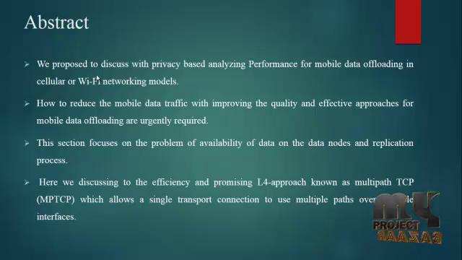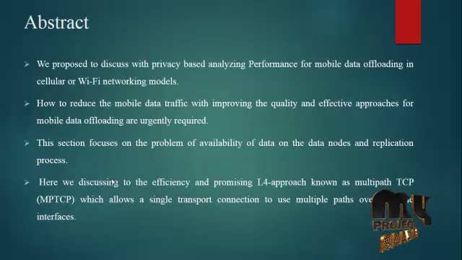First of all, we propose a privacy-based analysis of performance for mobile data offloading in cellular or Wi-Fi networking models. Here, how do we reduce mobile data traffic? Data traffic is the data going from the source to the destination. The sender sends the data and the receiver receives it, but in the gap, heavy load causes traffic. So how do we reduce the data traffic in mobiles, while improving quality and effectiveness? Effective data operators for mobile data offloading are urgently required.